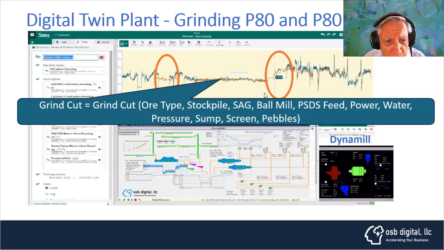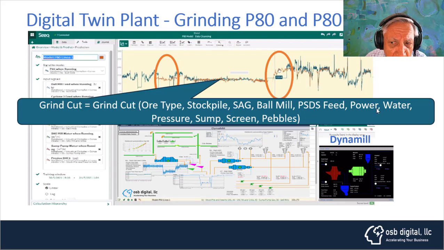So if you have an observer like this model and you can run it 100% of the time, then you are going to have tremendously better control and also understanding of what the P80 is based upon the type of ore, the stockpile level, the SAG mill behavior, the ball mill behavior, the particle size distribution shape of the feed, which is varying. The P80 is not a good number, so you need to look at the slope of that distribution, making sure that it's always kind of sticky.